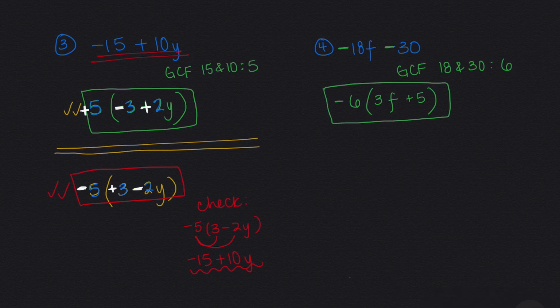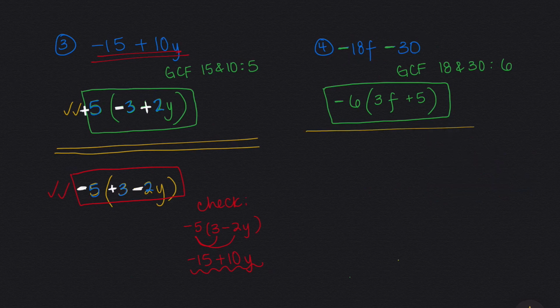As the good mathematicians that we are, we'll take the time to check. Negative 6 times 3f plus 5. Negative 6 times 3f is negative 18f. Negative 6 times positive 5, that's negative 30. Let's compare. This is exactly the same as our original question, so we know that our answer is correct.